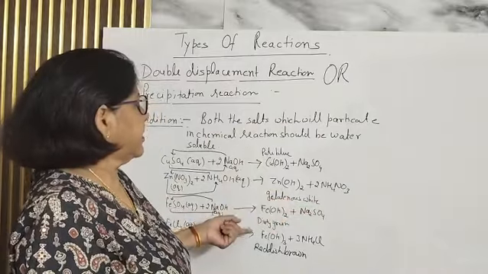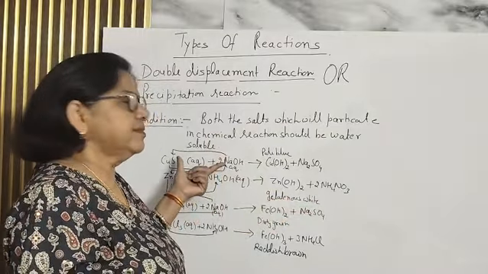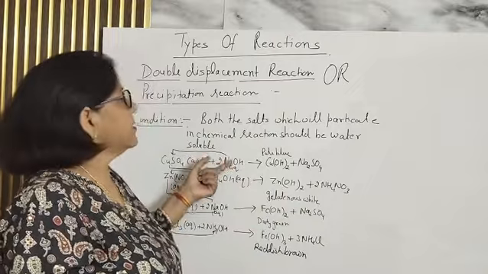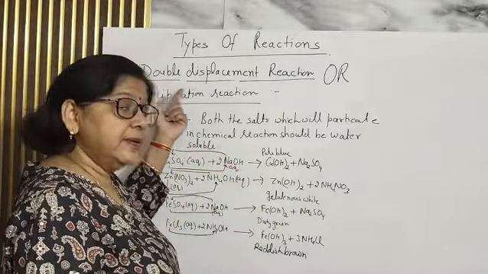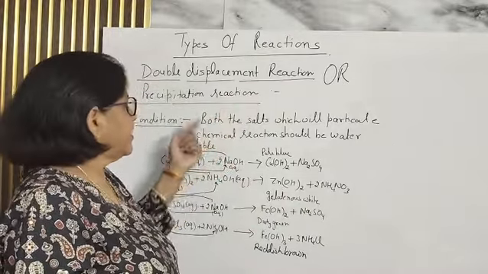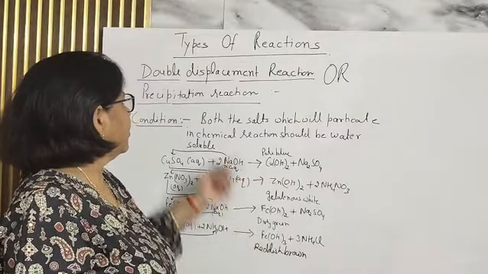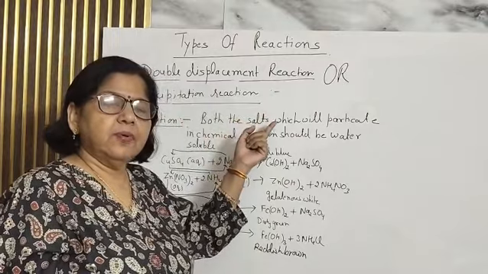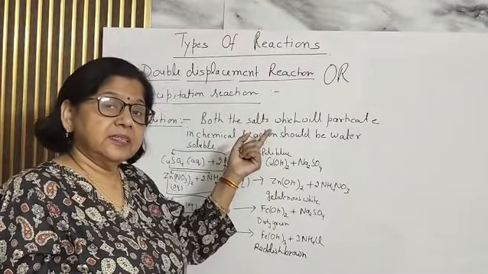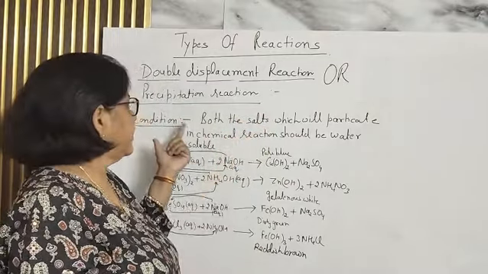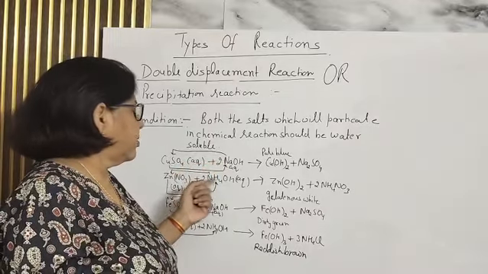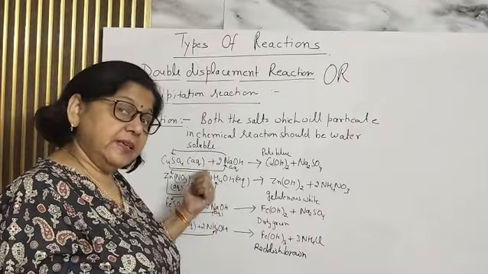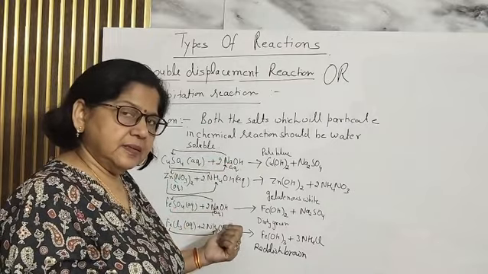So these reactions in which the two ions interchange themselves are called double displacement reactions, and as a product the precipitates are formed, so it is called a precipitation reaction. And something very important is that this type of reaction will take place when both are in the form of solutions, so that they can furnish ions.